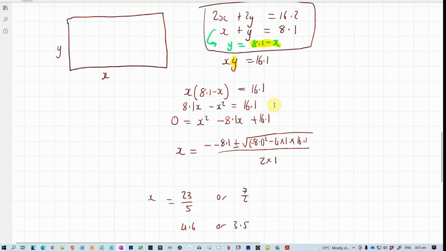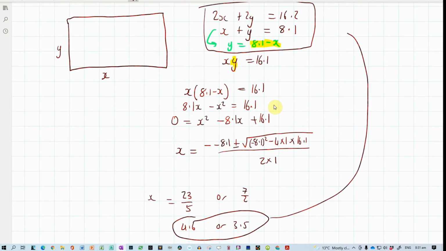Now if you go back here, you can see that actually one of those, if x is the 4.6, then y must be the 3.5 because they add up to 8.1. So those are your two values of the rectangle. Because once you plug them back into this here, you'll see that whatever x is, y must be the other one. Okay, if x is the long one, 4.6, then y must be 3.5, and if x is 3.5, then y must be 4.6.